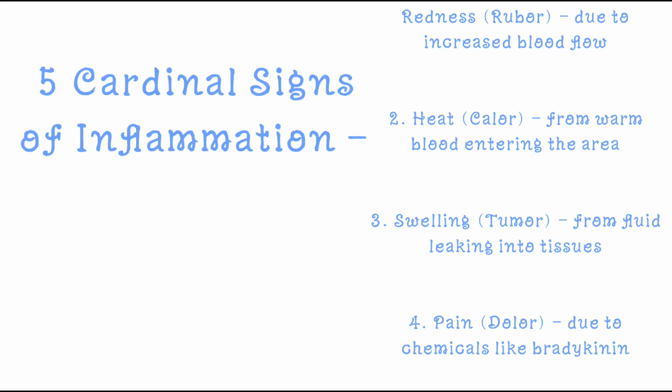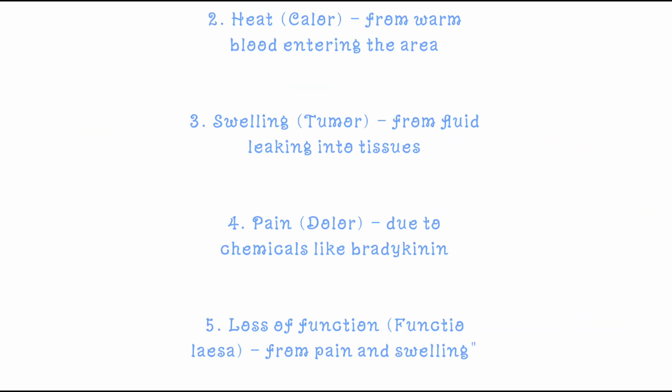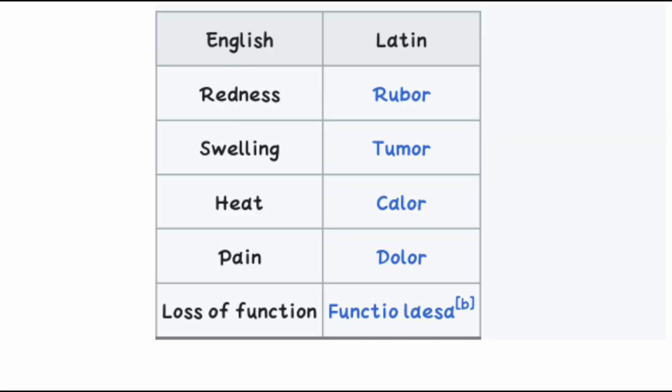Then what are the cardinal signs? There are 5 classical signs of acute inflammation: redness, heat, swelling, pain and loss of function. The redness is due to vasodilation, heat is due to increased blood flow, swelling is due to leaking of plasma, pain is due to chemical mediators stimulating nerves, and loss of function is due to the pain and swelling. There are various terms for these: redness is rubor, heat is calor, swelling is tumor, pain is dolor, and loss of function is functio laesa.